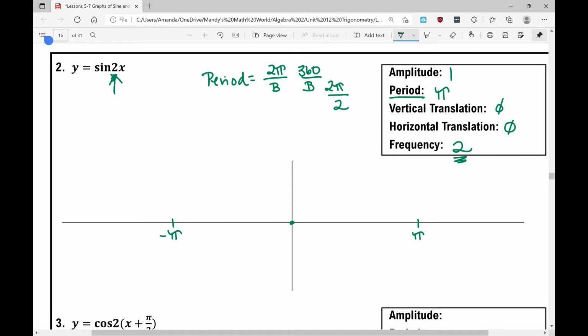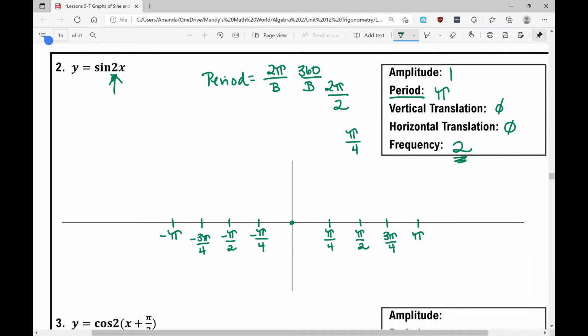So if that's pi, I'm going to draw 3 tick marks dividing that up into fourths. If I'm taking pi and dividing it into fourths, each one of those tick marks represents a fourth. So this is pi over 4. This is 2 pi over 4, which is pi over 2. This is 3 pi over 4. And these are going to be my negative radians: negative pi over 4, negative pi over 2 and negative 3 pi over 4.